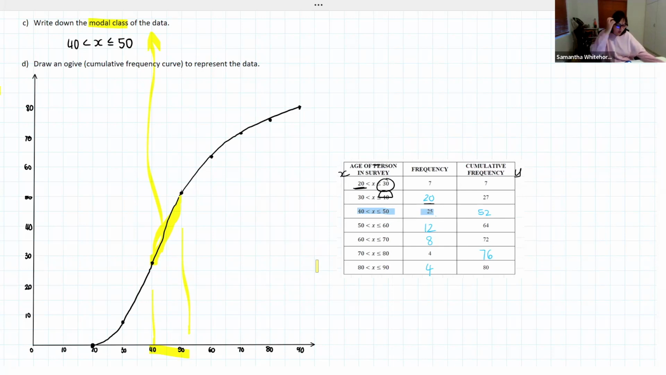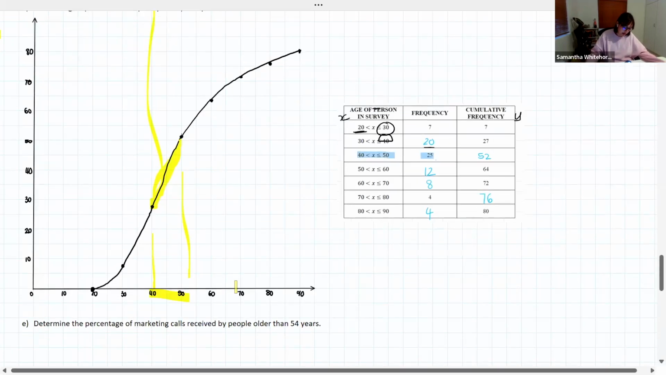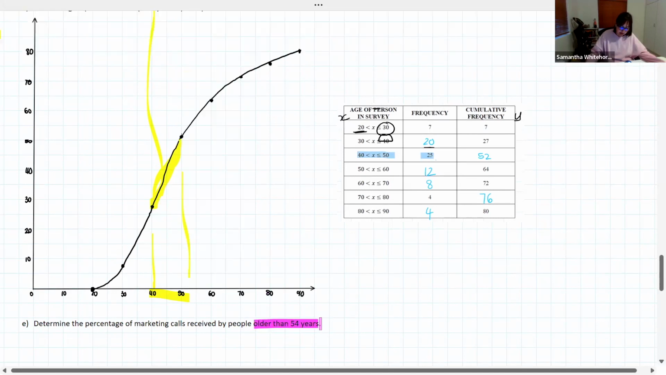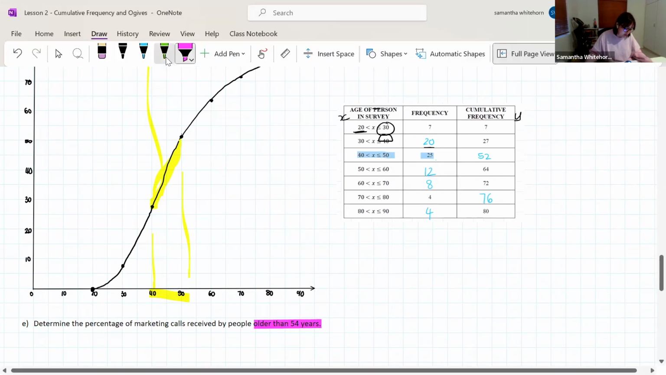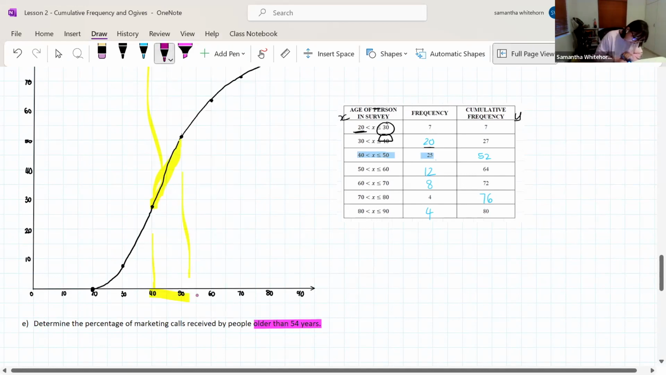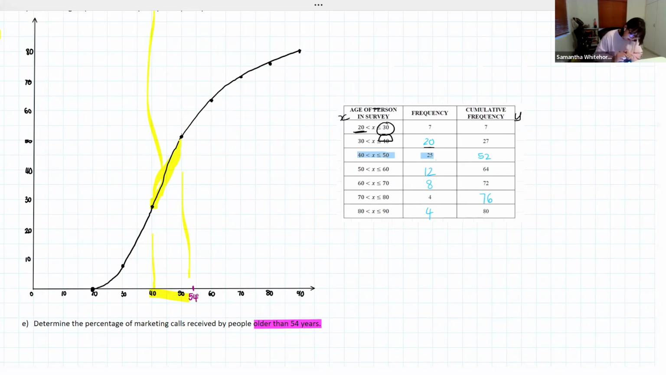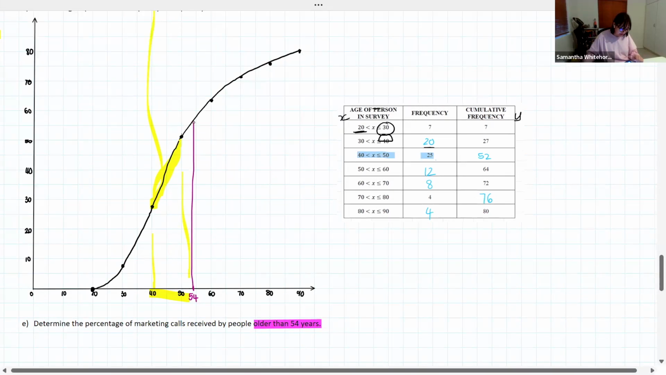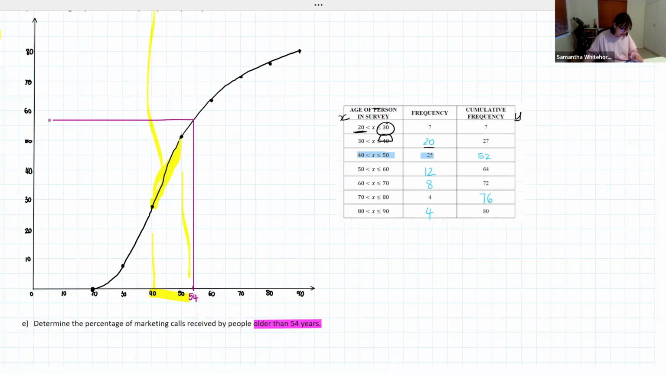Okay, so we've drawn our ogive, and then the last question asks us, determine the percentage of marketing calls received by people older than 54 years. Okay, so we've been given an age, which means that we need to go to 54 on our x-axis. So 54 would be about here. And now what we need to do is exactly the same thing as what we were doing with our quartiles. We want to read up until we hit our graph. Obviously, you guys with a ruler, I'll straighten it now. Hit our graph, and then we read across.